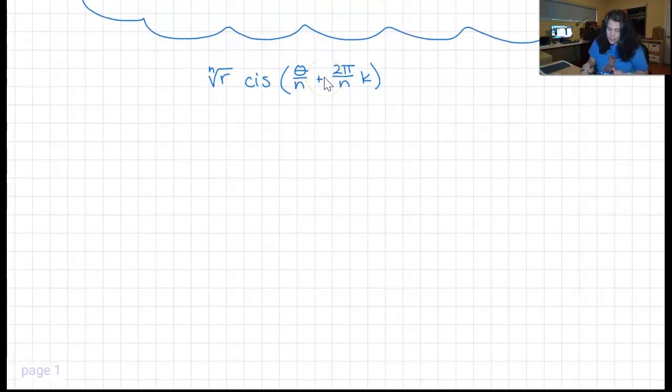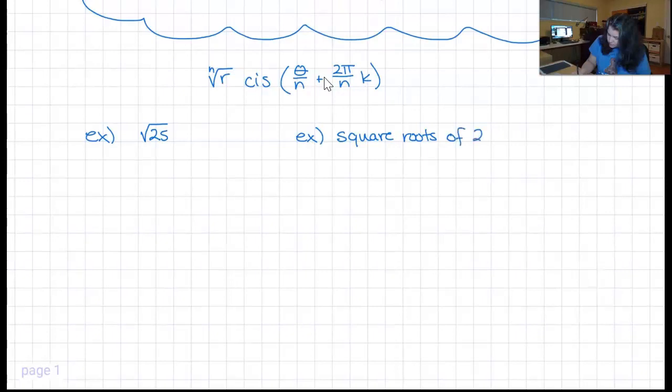So let's go ahead and take a look at this idea also of roots. Why are there multiple roots? Let's just take a look at this example. I could ask for the square root of 25. That's one problem. Or I could ask for the square roots of 25.